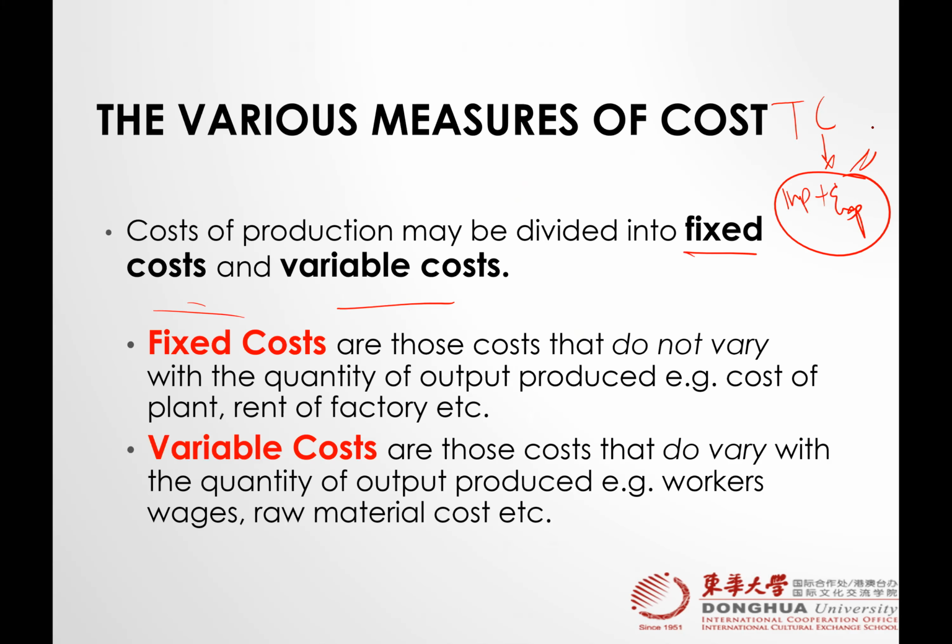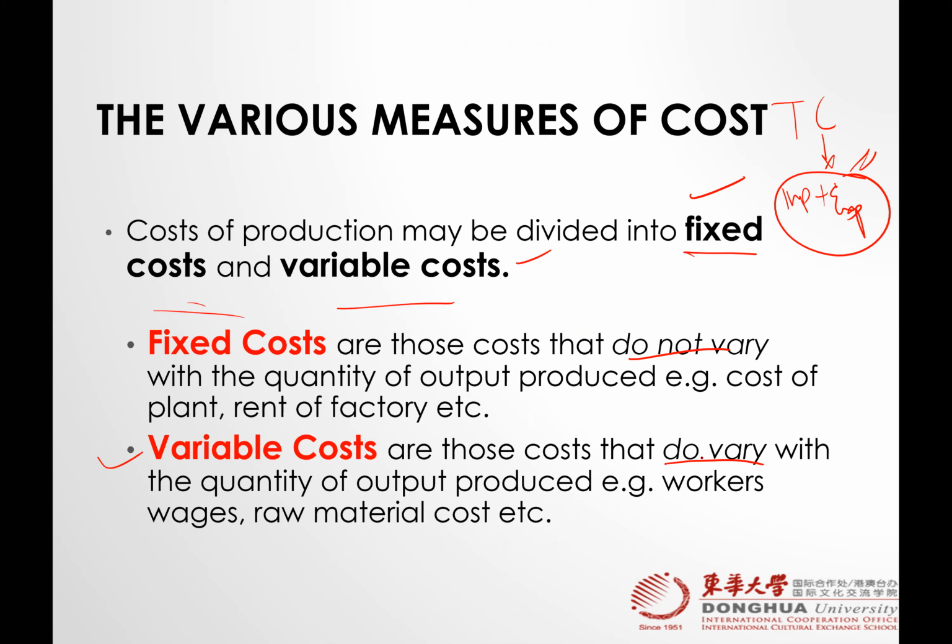So the various measures of the cost of production may be divided into fixed and variable cost. Fixed cost does not vary with the level of output. If quantity increases, cost remains the same. If quantity decreases, cost remains the same. Variable cost does vary with the quantity of output produced.